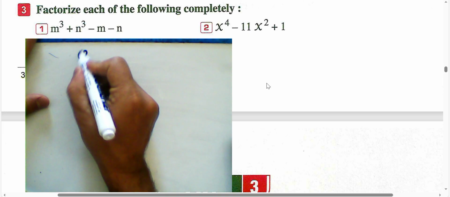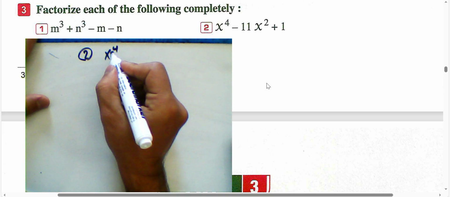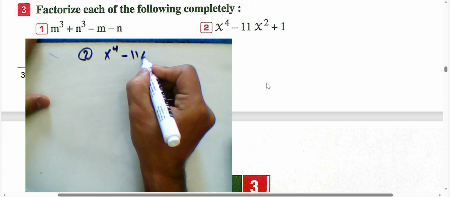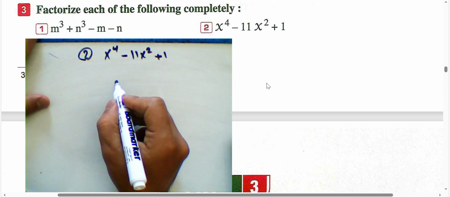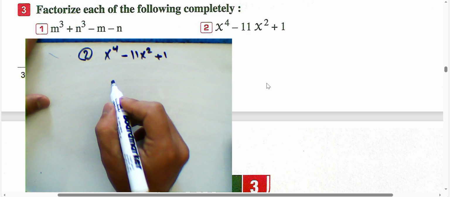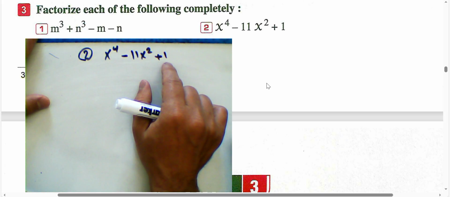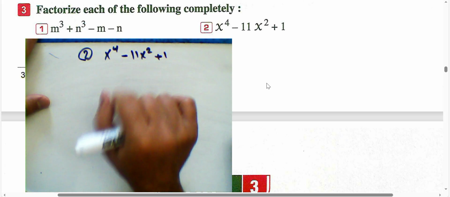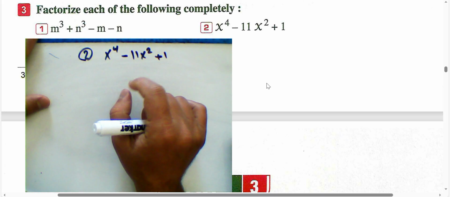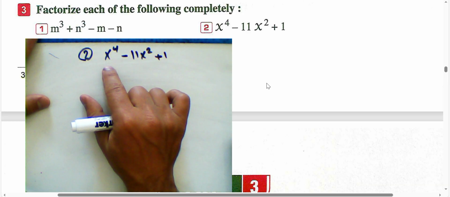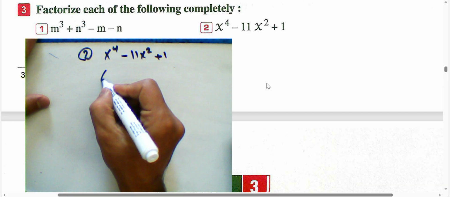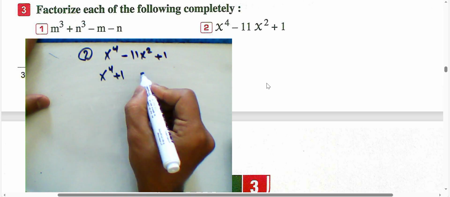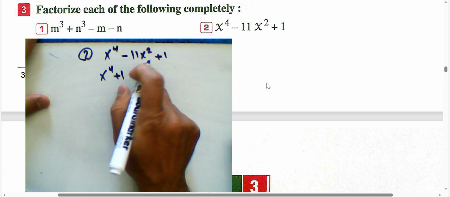Number 2: x power 4 minus 11 x power 2 plus 1. We can factorize this expression. We have 1 times 1 equals 1, but the addition between them does not give this number, so we must factorize the expression x power 4 plus 1. Repeat it, x power 4 plus 1 first, and then write negative 11 x power 2.